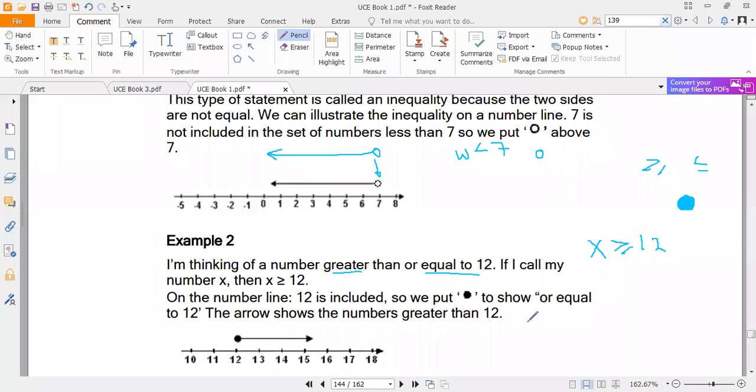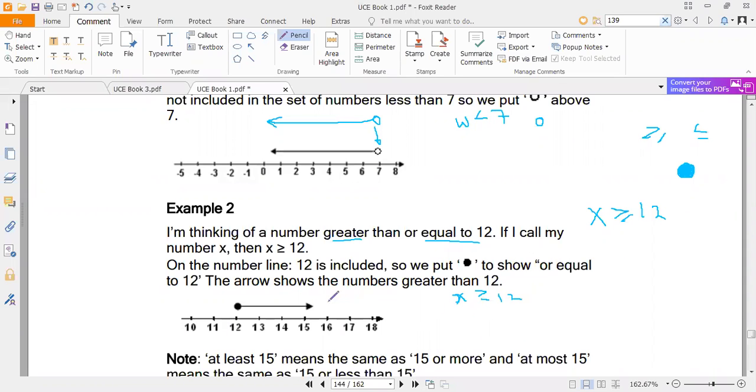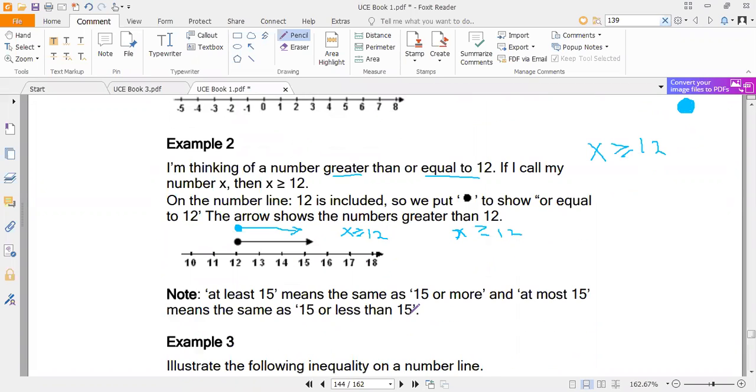So in this case, if we are showing that X is greater than or equal to 12, on a number line, the numbers which are greater than 12 are on the right hand side of 12. Since 12 is also included, we shall use a circle which is fully shaded, and then we move our arrow to the numbers which are greater than 12. So this is a representation of X is greater than or equal to 12. Basically, that is what we do.